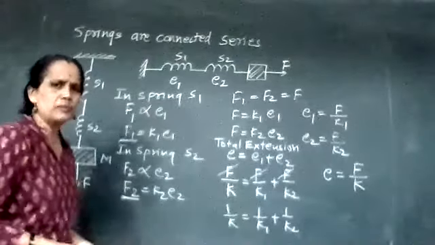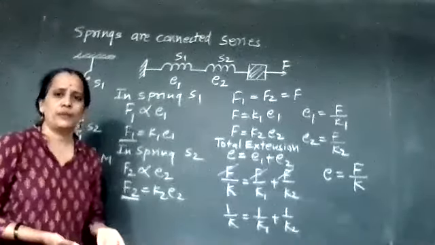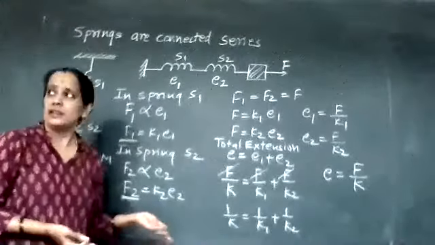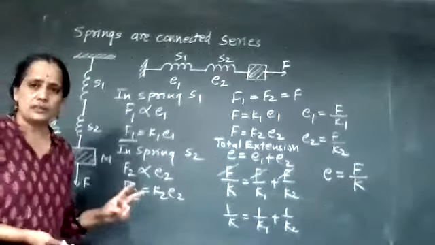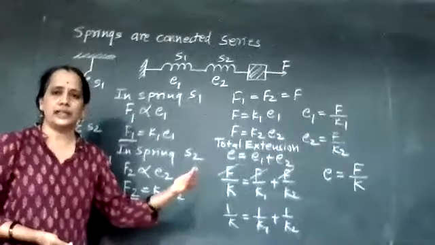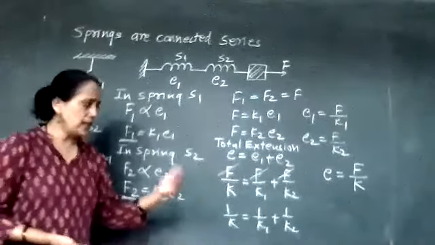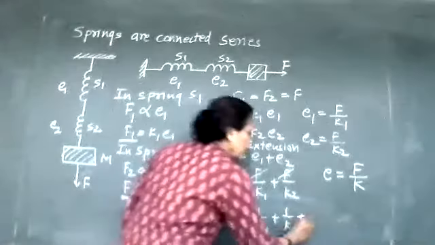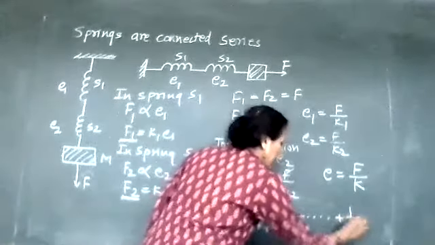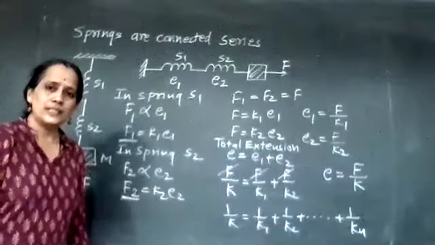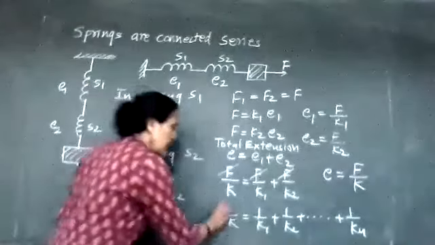Now here we can make a number of modifications. Another modification is that instead of only two springs, there may be n springs connected in series. N springs connected in series means this gets extended up to Kn. Is it right?